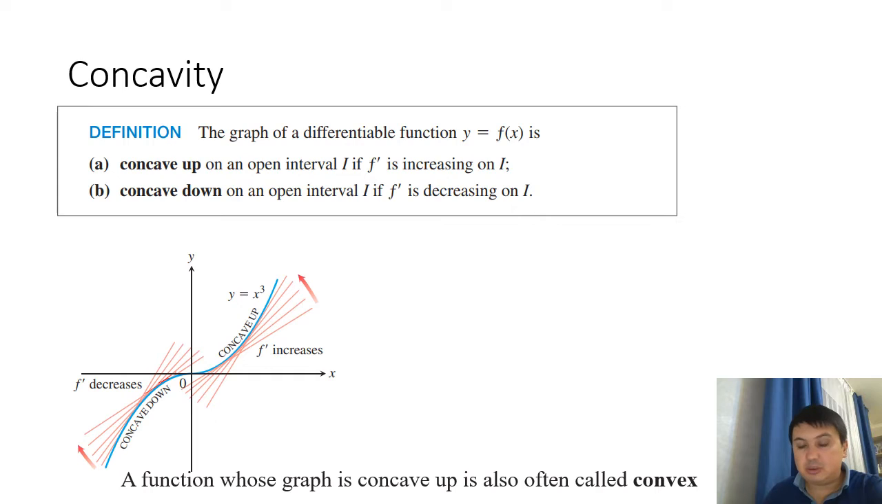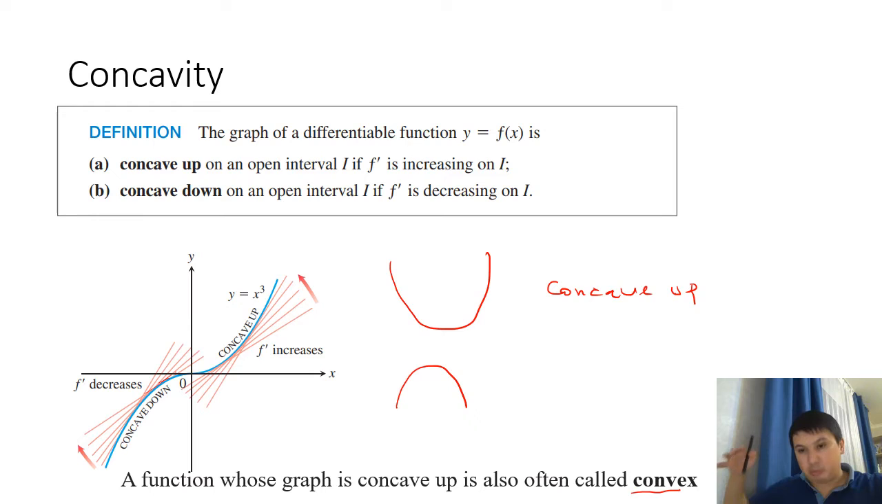Functions that are concave up are also known as convex functions. So a parabola that opens up is called concave up, if you want to remember it. And functions that look like a parabola opening down are called concave down, right? So if it's opening up like this, it's concave up. If it's opening down, it's called concave down.